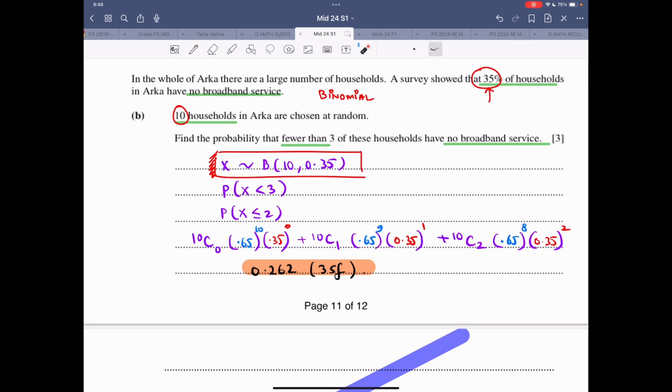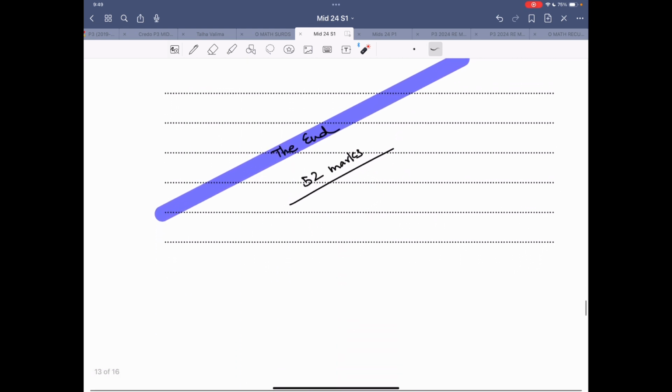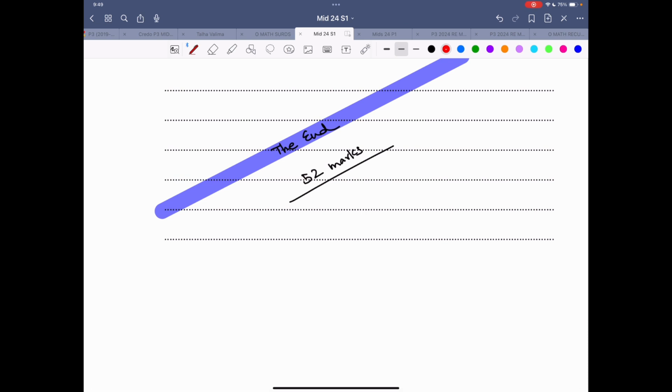Probability x is less than 3. That is probability x is less than or equal to 2. So this is 0, 1 and 2. Calculate the 3 probabilities. Take care of the significant figures. And then you get this answer. So now that completes the paper. This is of 52 marks. And based upon the difficulty level, I think 40 marks or above should be the threshold in percentile for getting an A in AS level in your upcoming exam.